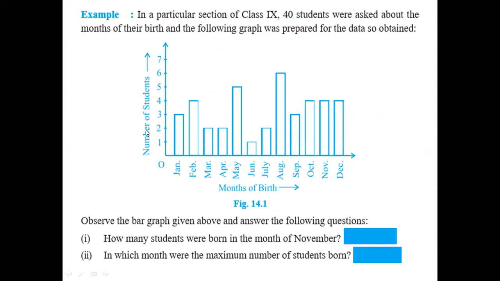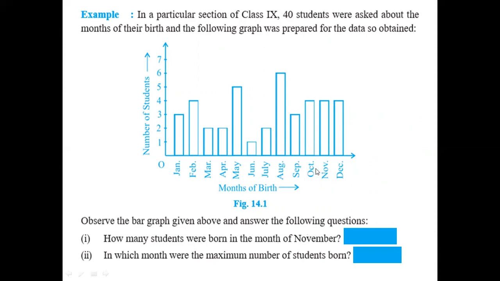And we have the number of students on the y-axis, from 0 to 7. Now we are told to observe the bar graph above and answer the following questions. Just looking at the bar graph, we are supposed to answer the questions. Now, the first question: how many students were born in the month of November?